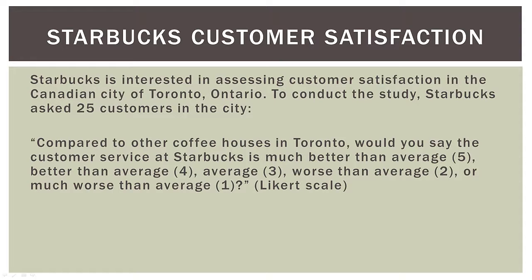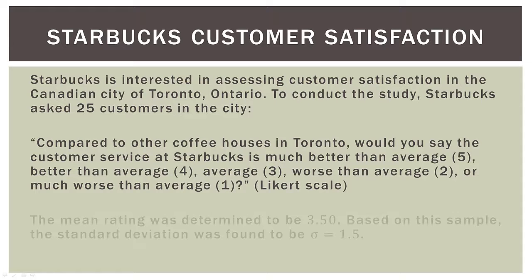compared to other coffee houses in Toronto, would you say that customer service at Starbucks is much better than average, a score of 5, better than average, a score of 4, average, a score of 3, worse than average, a score of 2, or much worse than average, a score of 1. And again, in research, we call this a Likert scale.